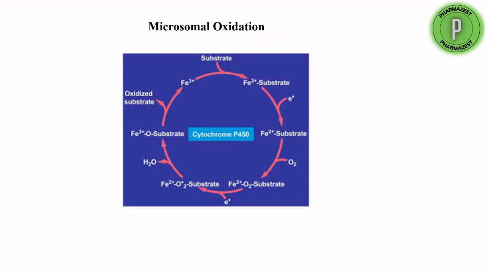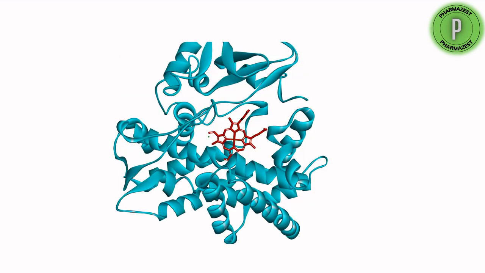So this is the cycle which you can see here. When the substrate attaches to the cytochrome P450, the Fe3+ gets converted into Fe2+ by the addition of electrons, and then an oxygen molecule is added. Finally, you get a water molecule and the oxidized substrate, that is, an OH group is added to the drug molecule.